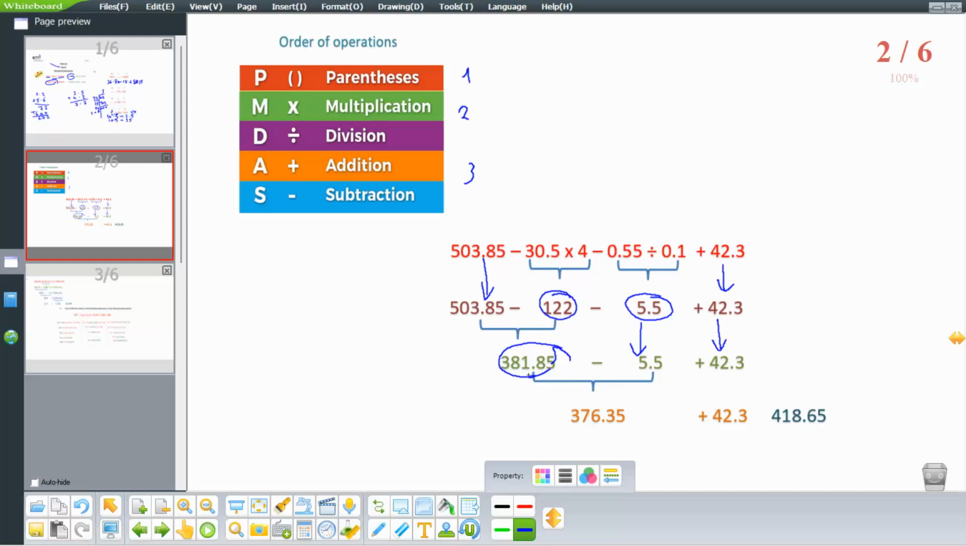381.85 minus 5.5, it will be 376.35. Then put this number. The last step is addition, will be 418.65.